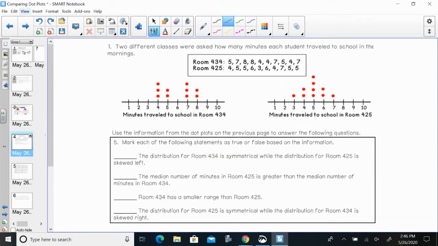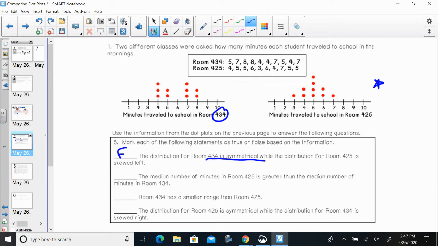Okay. Using that information, we're going to answer the following questions. We're going to actually decide if they are true or false. The distribution for room 434 is symmetrical. Well, 434 is this room here. We said that's a no. That data is not symmetrical. The data over here is symmetrical in 425. So the first one is automatically false.